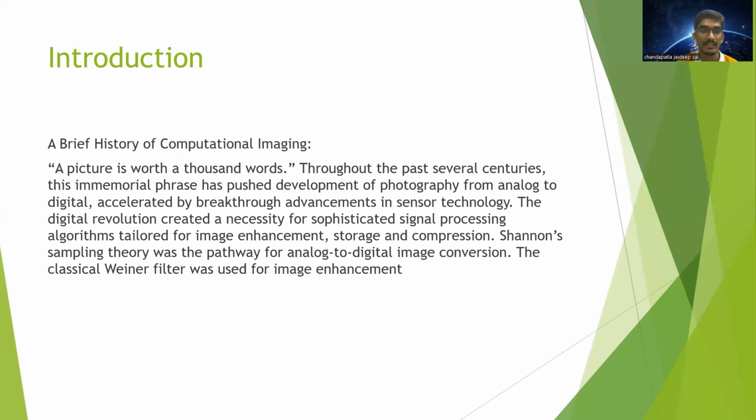Shannon's sampling theory was the pathway for analog to digital image conversion. So in history, we can see that the image used to be in the analog phase, and by using the Shannon sampling theory, we can convert the analog image to a digital image. The classical Wiener filter was used for image enhancement.